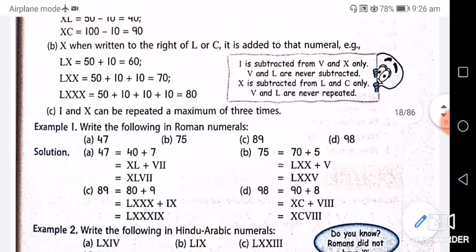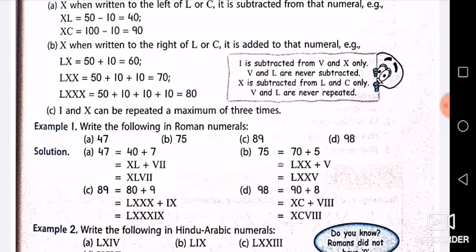Now 47 is there. Now 40 can be written as 40 plus 7. For 40 I have told you just now, XL: 10 will be subtracted from 50. XL plus VII, that is the representation for 7. So that will become XLVII, that will become 47.